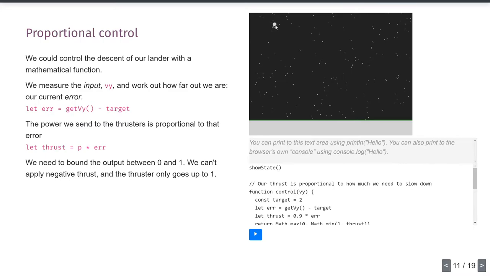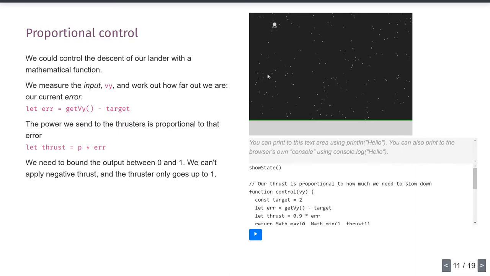So here I've got my space lander. And here it is always starting out pointing the right way up. And the ground's just totally flat. So we are just going to land it. We're just going to control it vertically. And I'm going to talk about different ways that we could control this lander.